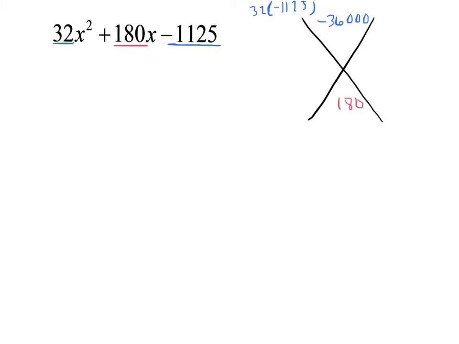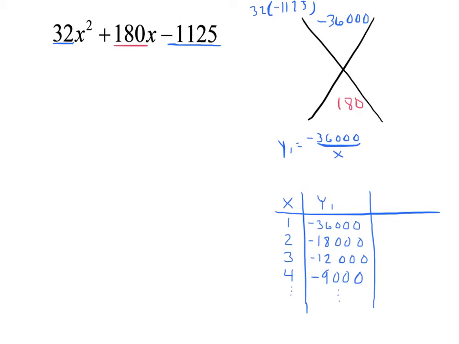Right. Okay, so when the problems are really big like this, you can cheat a little bit by setting up a function in your calculator. So I'm just going to type into y1 negative 36,000 over x, and begin to look at a table. So this table is helping me look at the factors here. So for example, 1 and negative 36,000 multiply to negative 36,000. 2 and negative 18,000 do the same thing. 3 and negative 12,000. 4 and negative 9,000, so on and so forth.